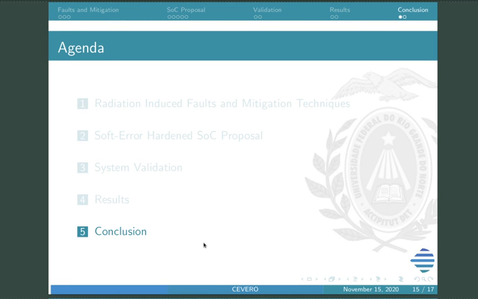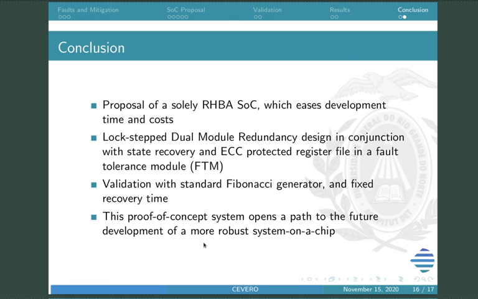In conclusion, we have this solely RHBA SoC, which eases development time and costs. It is a lockstep dual module redundancy design in conjunction with a state recovery and ECC protected register files in a fault tolerant module. Validation happens with a standard Fibonacci generator and a fixed recovery time, and this proof of concept system opens the path to a future development of a more robust system on chip.